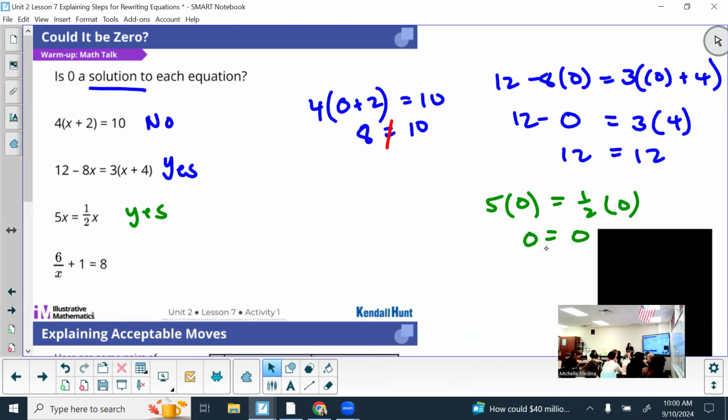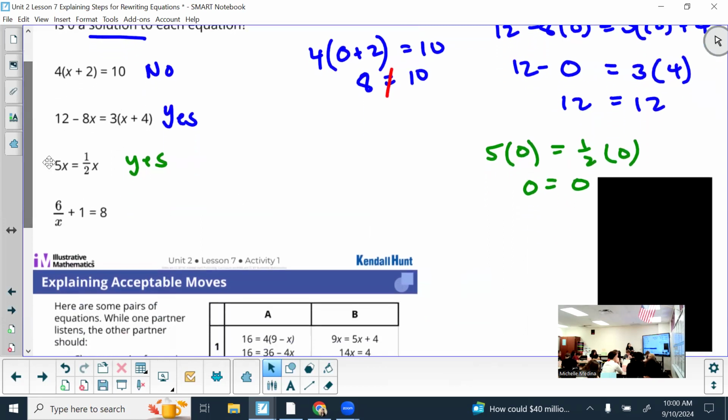Last one for the warm up. Again, just think about it yourself. This is an independent activity. 6/x plus 1 equals 8. Put your thumb up whether you think 0 could be a solution.